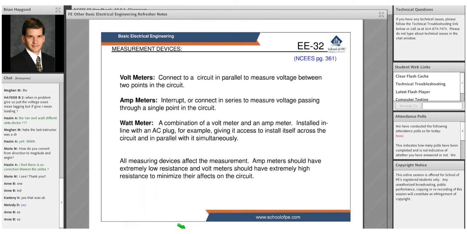Other types of metering devices, well, we have ohmmeters that measure resistance, and those basically pass a known voltage through a resistor and then measure the current. And that's about all there is to that.